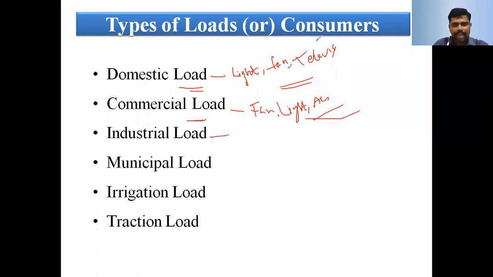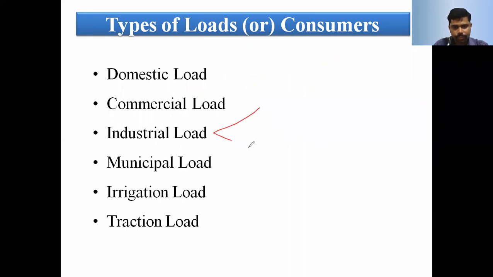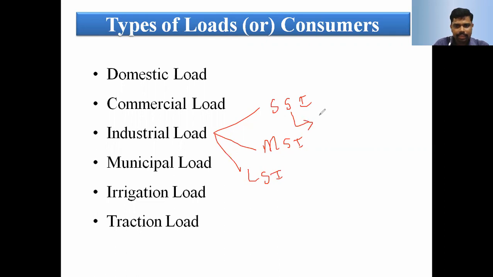And industrial load is classified into three types of industry. One is small scale industry, another one is medium scale industry, and the next one is large scale industry. In small scale industry, the load used is up to 25 kilowatt. In medium scale industry, the load used is 25 to 100 kilowatt. In large scale industry, the connected load is greater than 500 kilowatt.